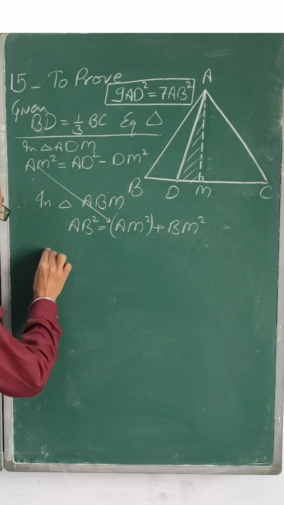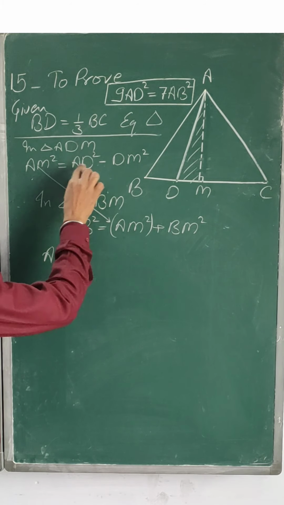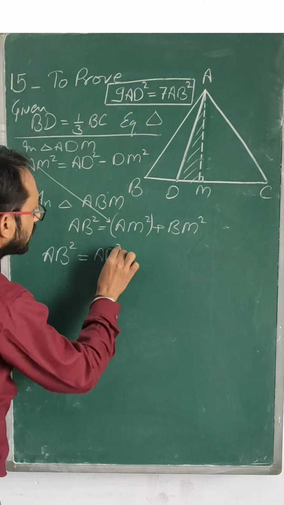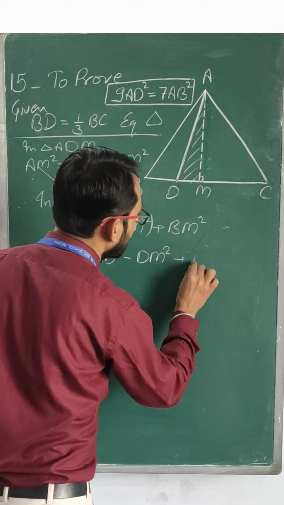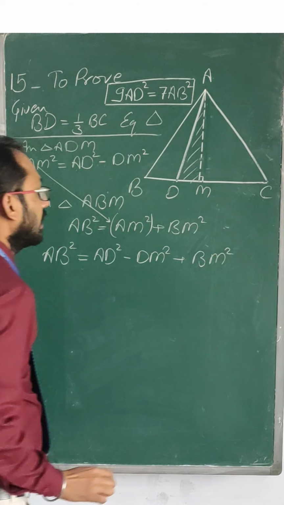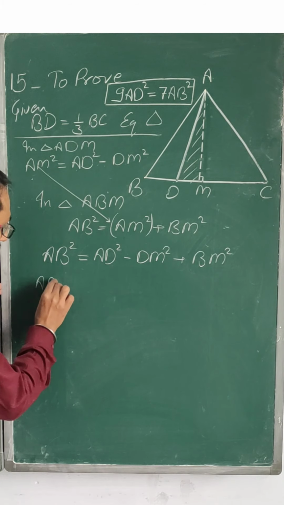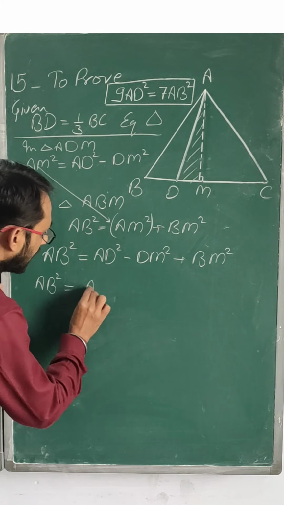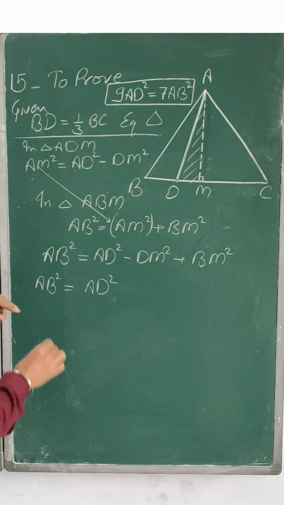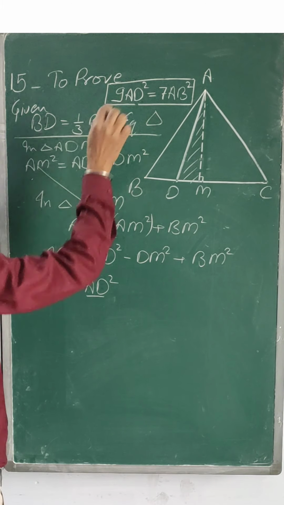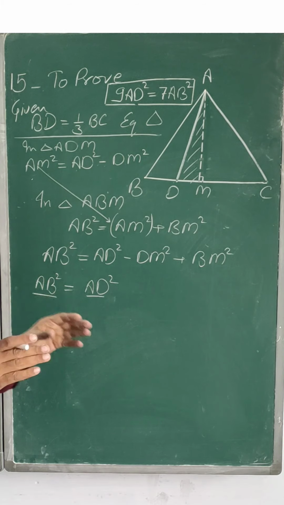It will become AB square is equal to, AM square can be written as AD square minus DM square, plus BM square. Now try to see, when we are looking at the question, what is supposed to be proved? AB is required, AD is required. These two things are required. DM is not required, so we must change DM into something.